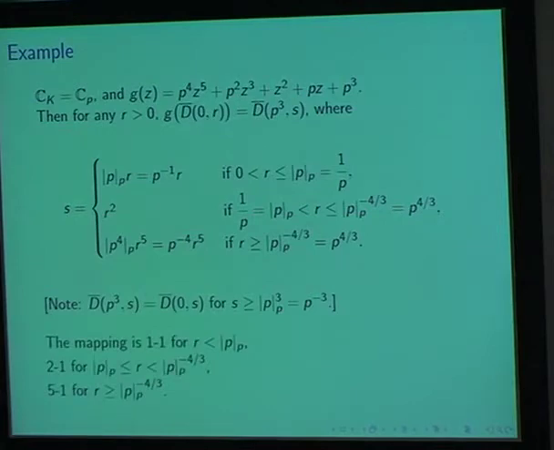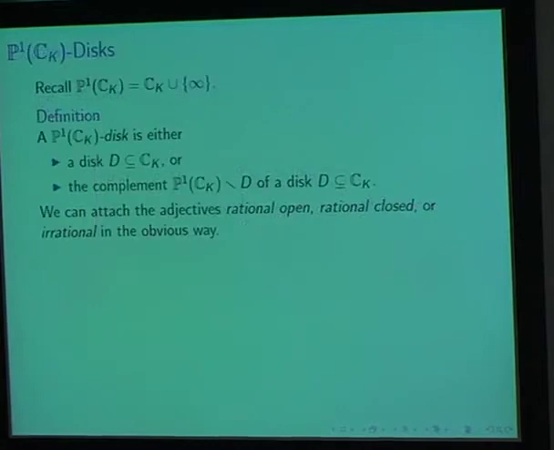Also, as far as the degree of the mapping, when the degree 1 term was dominant, the mapping was 1 to 1. When the degree 2 term was dominant, the mapping is 2 to 1. And when the degree 5 term is dominant, the mapping is 5 to 1. So, again, this is just summarizing what the previous slide says for this particular example.